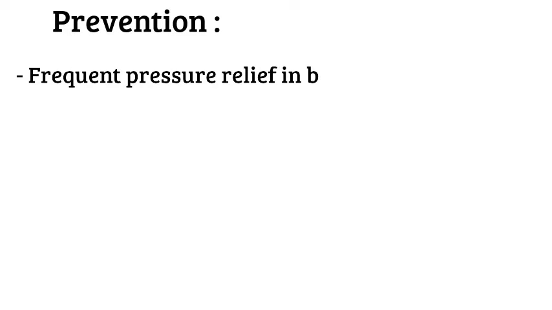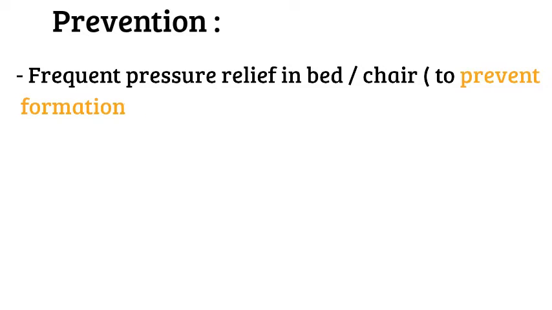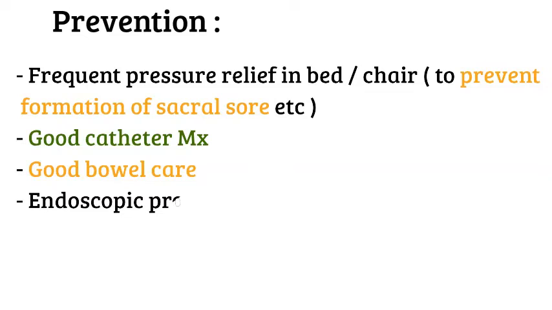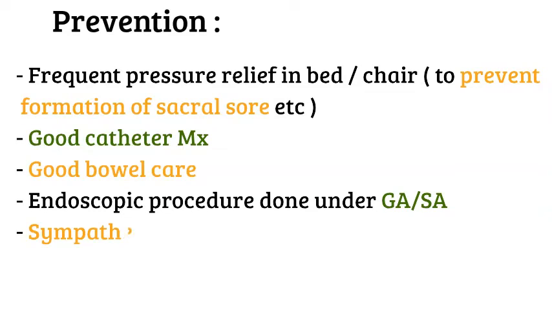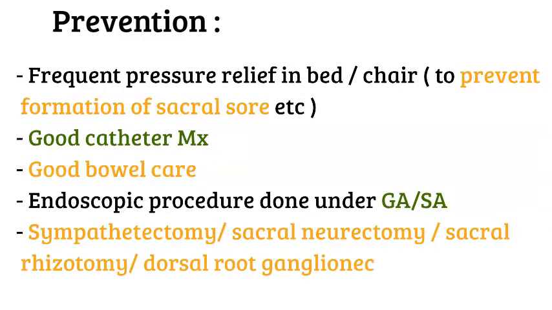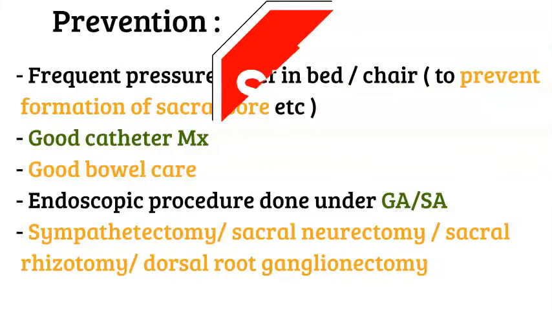Prevention of autonomic dysreflexia includes frequent pressure relief in the bed or chair, to prevent formation of sacral sores. Good catheter management, good bowel care, and endoscopic procedures or any surgical procedures to be done under general anesthesia or spinal anesthesia. Sympathectomy or sacral neurectomy or sacral rhizotomy or dorsal root ganglionectomy might help the patient.